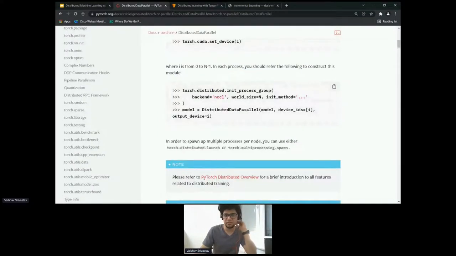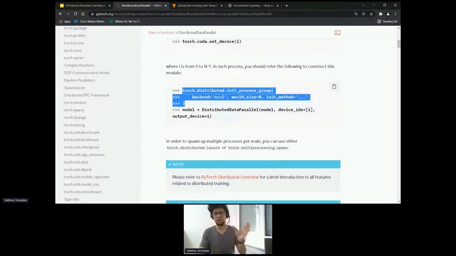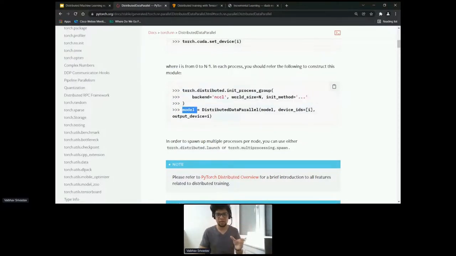Then you effectively just create the distributed group, and then you just pass your model as a distributed data parallel model, and you provide all the device IDs that you want this model to be trained on, and you provide an output device. This can be any of the GPUs or can be CPU as well. And then you effectively train the model, right? So it's literally three lines of code that you have to add.